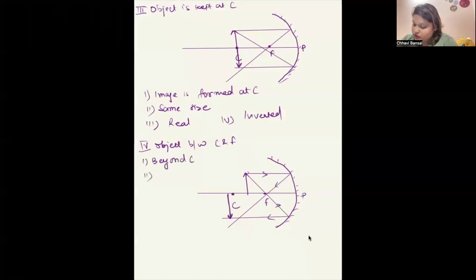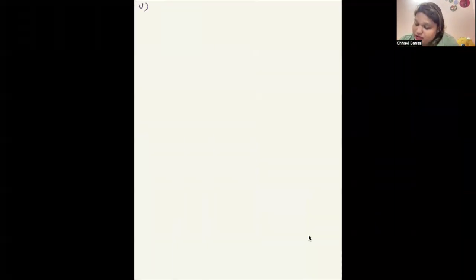Second, enlarged, right? The image formed here is an enlarged image. Third, it is again real and inverted. Clear? Next case is the fifth case. Object at focus.